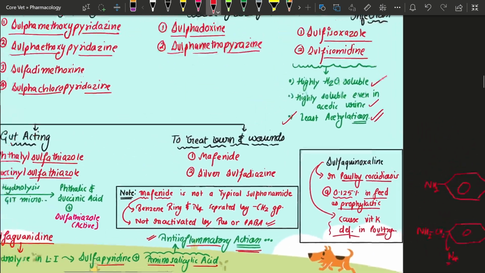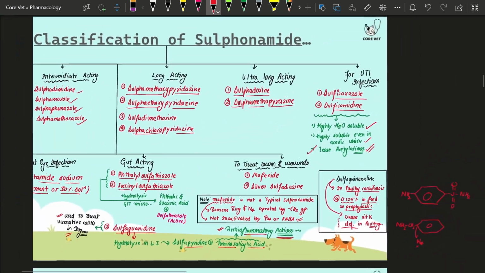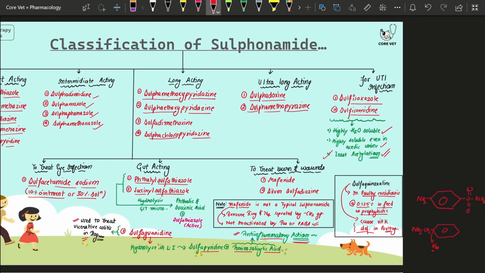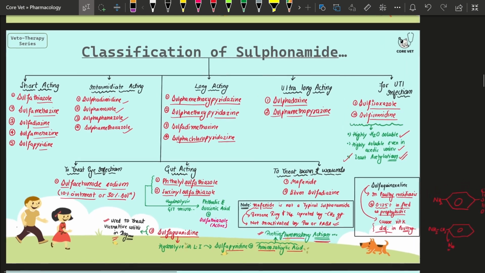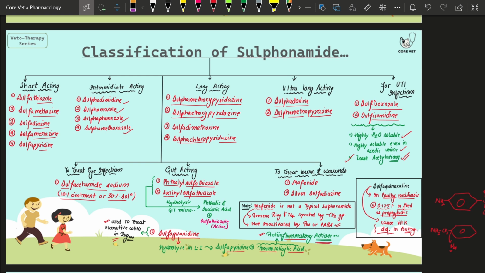So this was all about the classification. You do not need to mug up all this particular class of drugs. Just remember two examples from each, right? It's sufficient to learn two or three examples. You don't have to remember all 5 in the short acting or all 4 in the intermediate acting. You can just remember 3 or 2 of them, right?